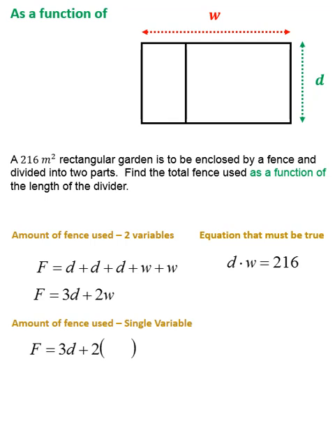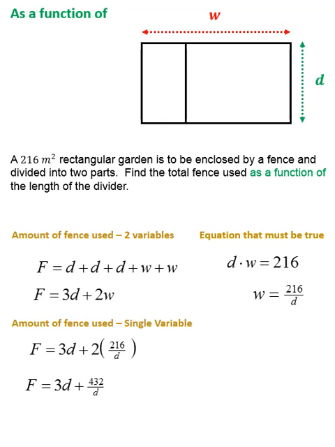I can divide both sides of this equation by d, and that gives me w equals 216 over d, which means I could replace w in my fence equation with 216 over d. And after a little 8th grade algebra, I have the answer to this problem.